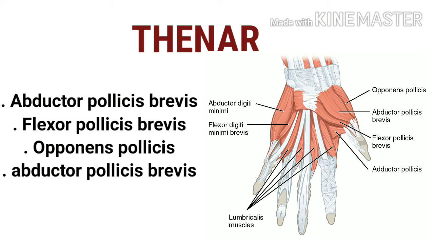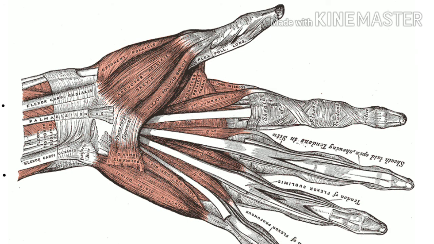The abductor pollicis brevis is found anterior to the opponens pollicis and proximal to the flexor pollicis brevis, and flexor pollicis brevis is the most distal of the thenar muscles. It attaches to the base of the proximal phalanx of the thumb.